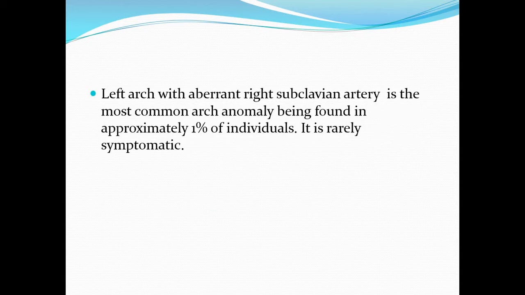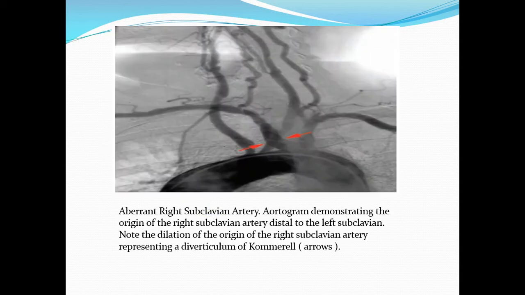The left-sided aortic arch with aberrant right subclavian artery is the most common arch anomaly, being found in about 1% of individuals. Rarely can be symptomatic. So you can see here, this is the right common carotid. There is no brachiocephalic, just right common carotid. You can see here, this is the left common carotid. You can see here, this is the left subclavian, and the right subclavian is arising from here, distal to the left subclavian artery, and crossing to the right side.